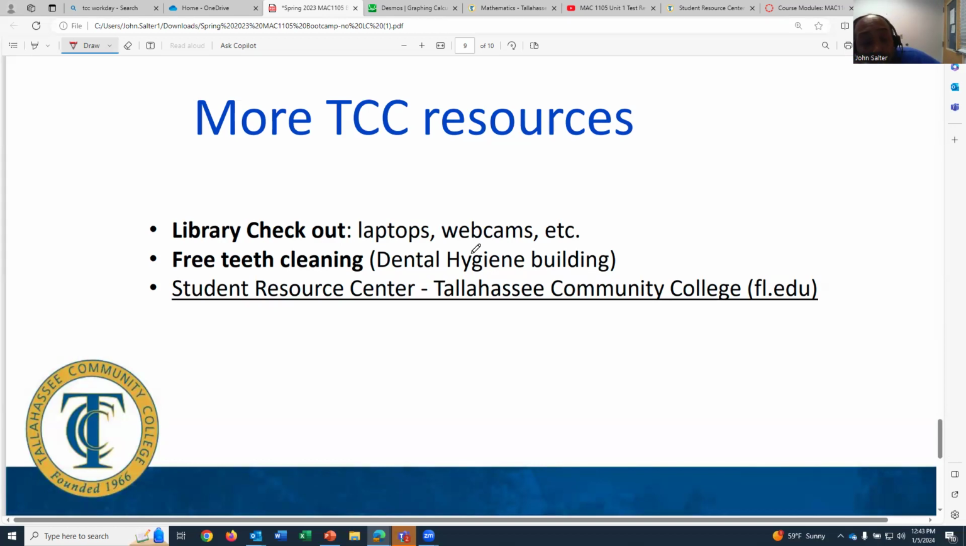Thing is, with these resources, we got 13,000 students. We do not have 13,000 laptops to rent. If you want or need one of those systems, I recommend going as soon as possible. Not to scare you, but to prepare you. I suggest as soon as possible.